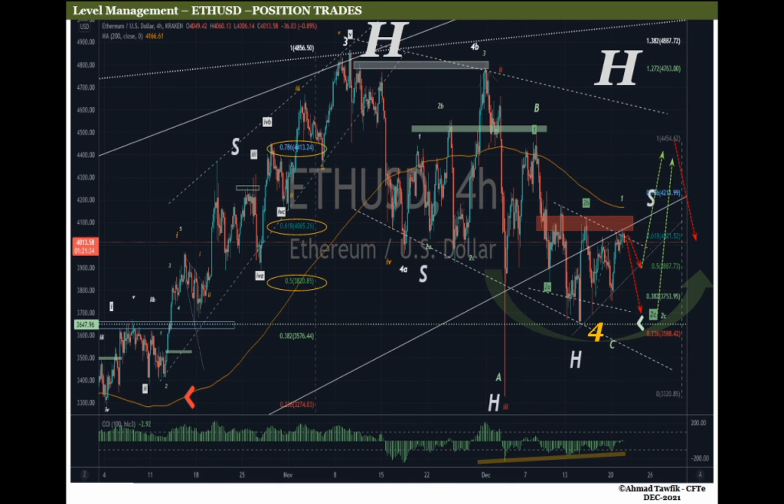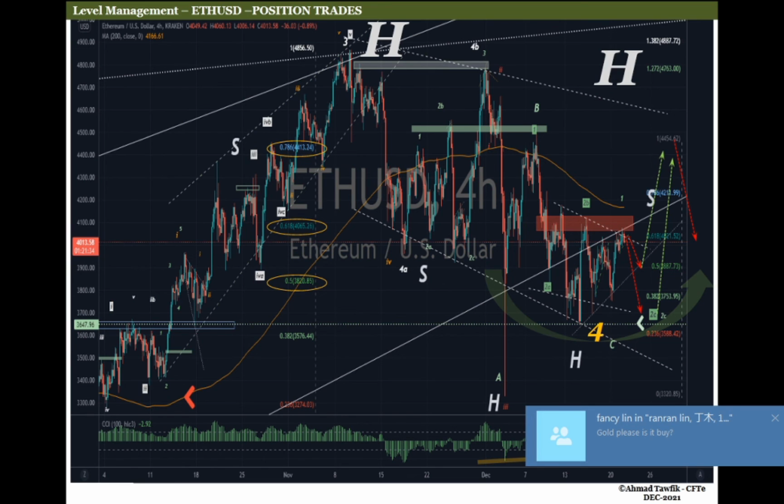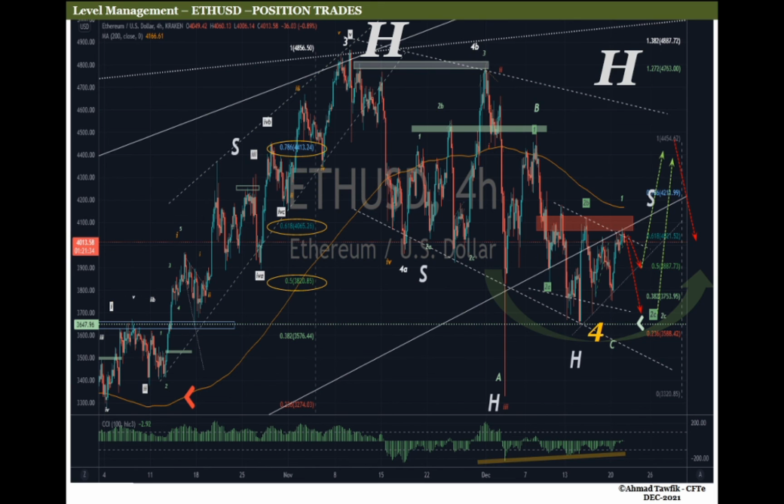Again, because of the momentum plot, we do not expect this. The momentum plot shows this is a degree 1. All right, and if this is a degree 1, you're not going back down to do another head.